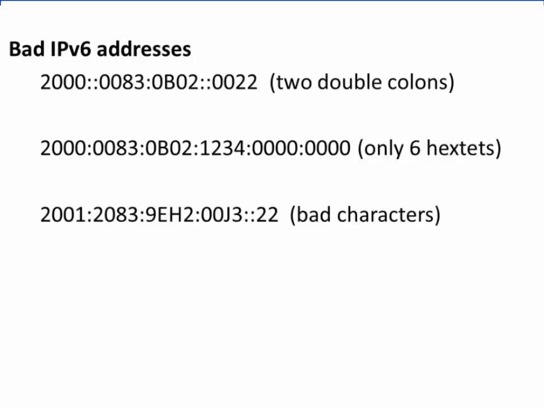And the final address is a bad IPv6 address because it contains an H and a J. An H and a J are bad characters in hexadecimal notation. Hexadecimal notation goes from 0 to 9 and A, B, C, D, E, and F, with F signifying the number 15.